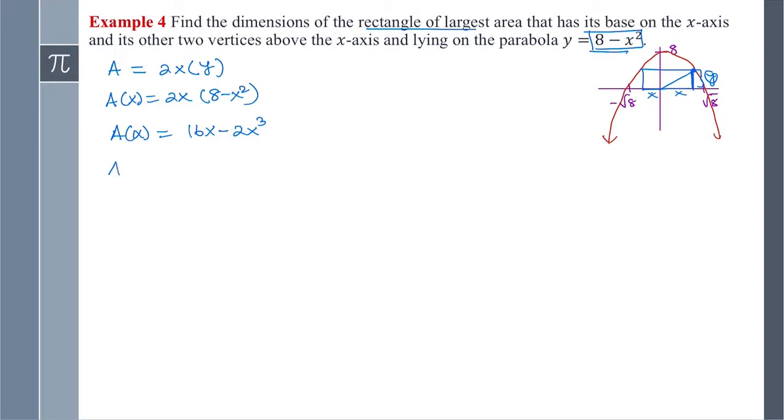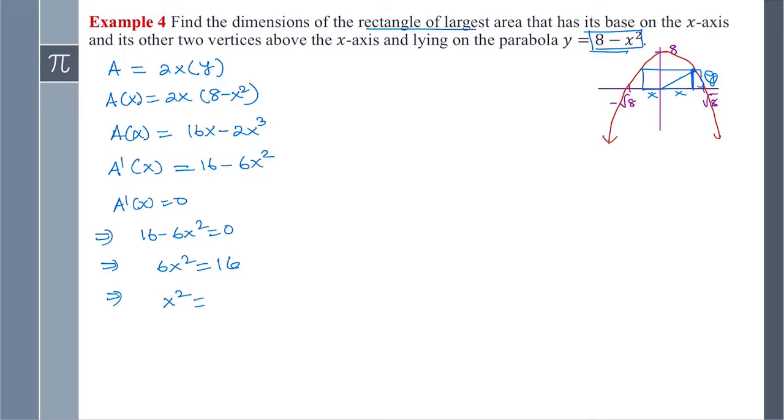Or if we find the first derivative, we are going to get 16 minus 6x squared. Now for the maximum area, we are going to set the derivative equal to 0, which implies 16 minus 6x squared equals 0, or 6x squared equals 16. Or if we divide by 6, then we get x squared equals 16 over 6, or x equals 4 over square root of 6. So that is the x value.